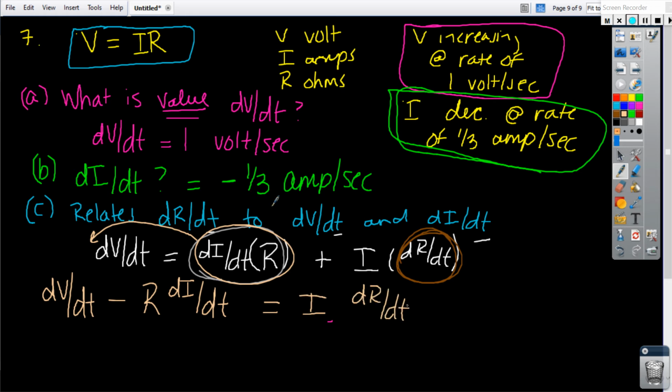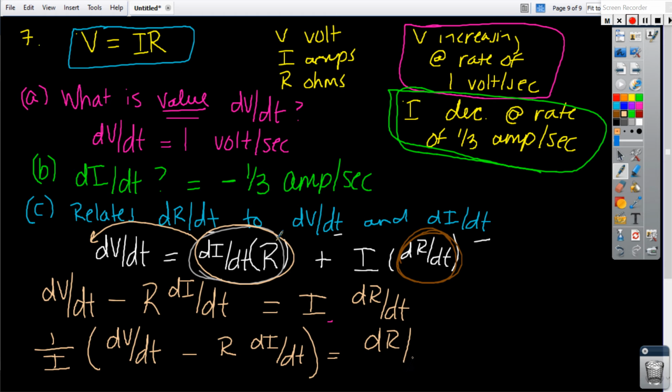Now, since I have two pieces here, instead of dividing by I, I think what I'll do is just multiply by 1 over I on both sides and have dv/dt minus r di/dt. And there's my equation that relates both of them. Now, if you wrote this as 1 over I dv/dt minus r over I di/dt, that's fine too, okay? There's no specific way that you have to do that.